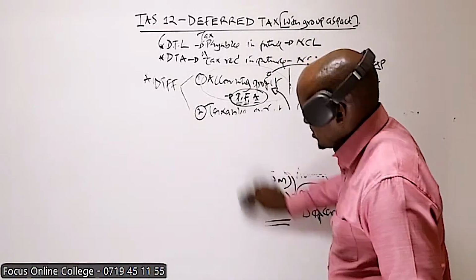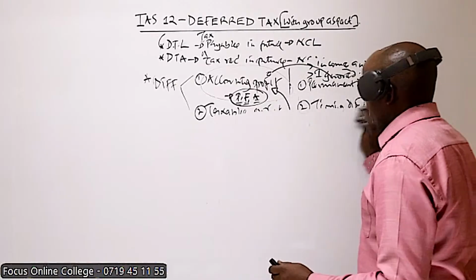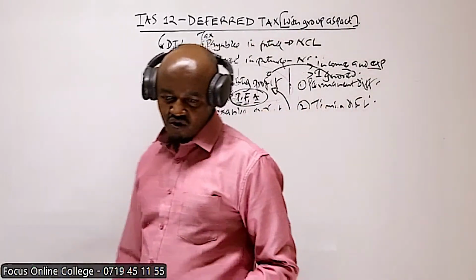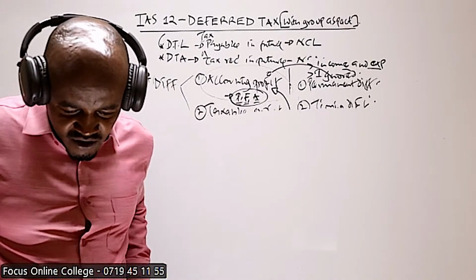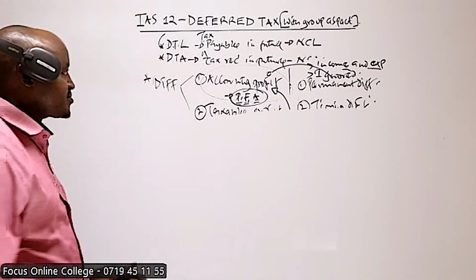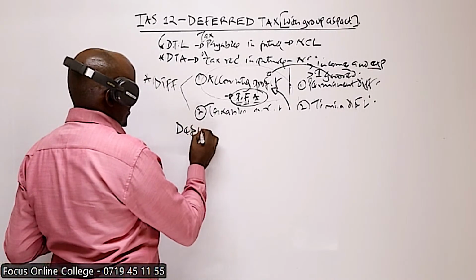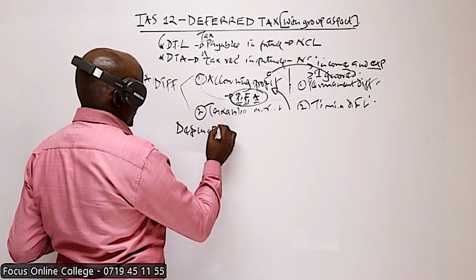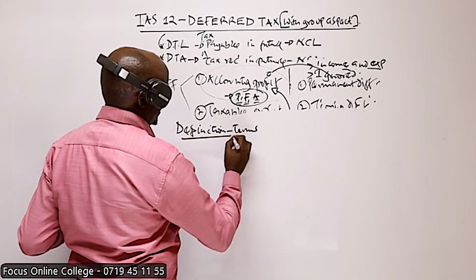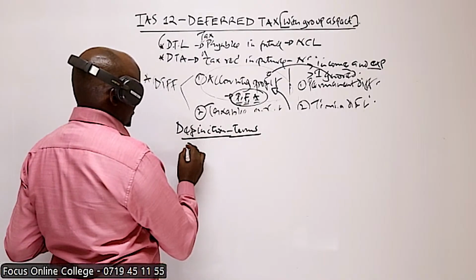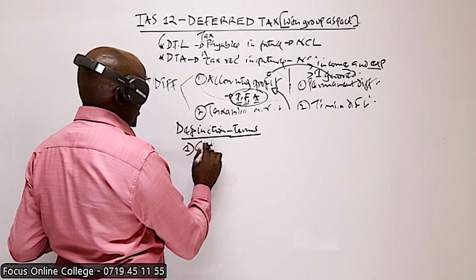Now, in this case, I want us to look at some few terms we're going to come across in the computation of deferred tax. Definition of terms. These are also terms you may be required to define in an examination setup. So the first term here is the carrying amount, abbreviated as CA.